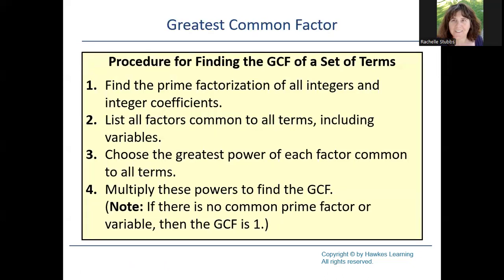So the steps for finding your greatest common factor. Find the prime factorizations of all integers and integer coefficients. Then you're going to list all factors common to all terms, including variables. Then you choose the greatest power of each factor common to all terms. And the word common is important. Every one must have that same factor. And then we're going to multiply those together to find our greatest common factor. If there's no common prime factor or variable, then the greatest common factor is 1.